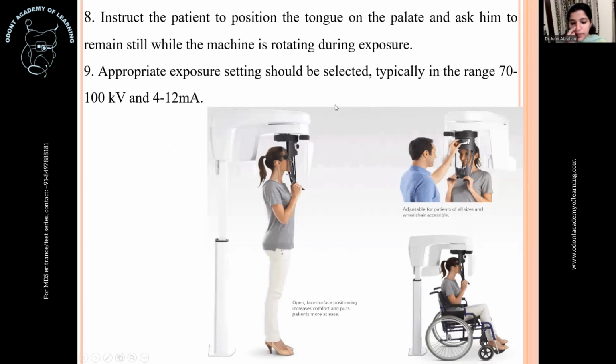Then we ask the patient to stand still without moving, and in this particular machine, this area will be rotating around the patient, and then we expose the patient. So appropriate exposure settings should be selected, typically in the range of 70 to 100 kV and 4 to 12 milliampere. If the patient is unable to stand, we can lower the machine and make the patient sit and do the same setting as well.